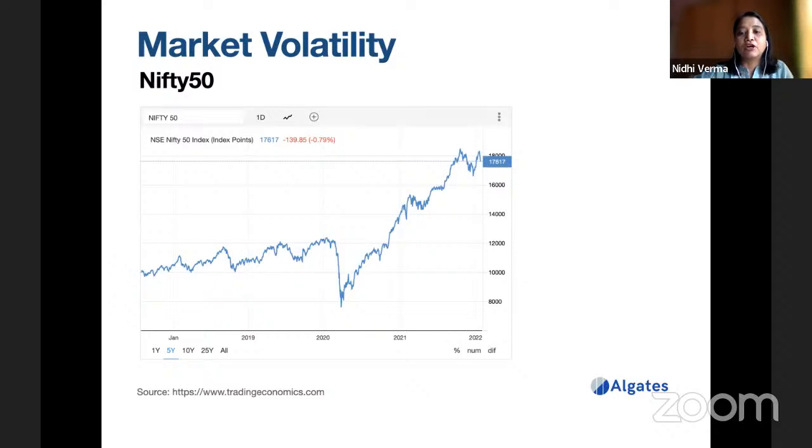Nifty went on to touch new highs of around 18,600 in October 2021. And then within a span of 1 to 2 months, it went down to around 16,400 or something like that. So there was a dip of more than 2,000 points in Nifty in the last couple of months. So this was huge.